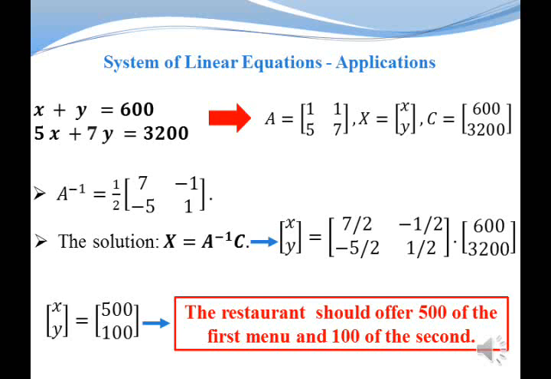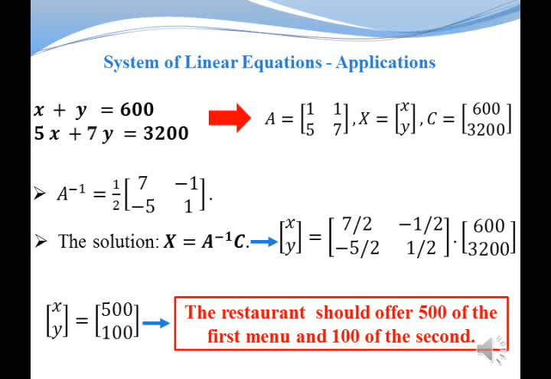Okay, so we have this system, and I chose to solve it using the inverse matrix method, but you can solve it using any other technique. To do this we need to rewrite this system in matrix notation. So we would say that AX is equal to C, where A is the matrix of coefficients 1, 1, 5, and 7, X is the column vector of variables, and C is the column vector of constants written on the right hand side of the equation.